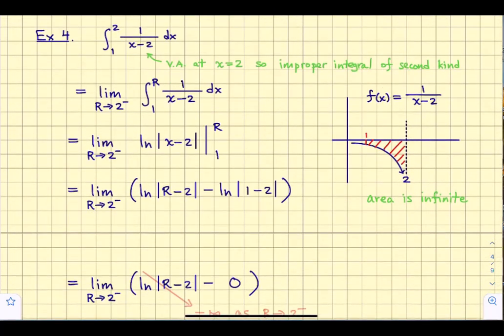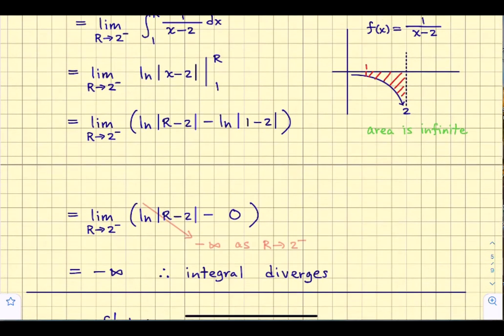Here, if we have the integral from 1 to 2 of 1 over x minus 2 dx, notice this function has a vertical asymptote at x equals 2, so it's an improper integral of the second kind, and it occurs at our right endpoint. So we will rewrite this as the limit as r goes to 2 from the left of the proper integral from 1 to r of 1 over x minus 2 dx. This is an integral that we're familiar with, so we'll anti-differentiate, evaluate between limits, and then simply take the limit as r goes to 2 from the left.